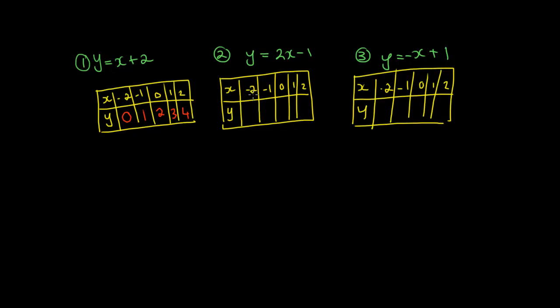Next one, 2 times whatever x is, take away 1. So 2 lots of -2 is -4, and -4 take away another 1 is -5. You can see these get a little bit trickier. 2 lots of -1 is -2. Take 1 more away, we get -3. 2 times 0 is 0. Take away 1 is -1. 2 times 1 is 2. 2 minus 1 is 1. 2 times 2 is 4. 4 minus 1 is 3.